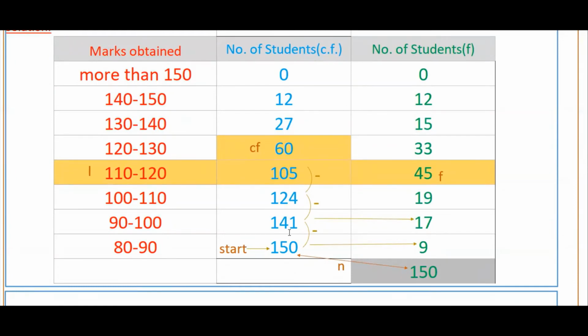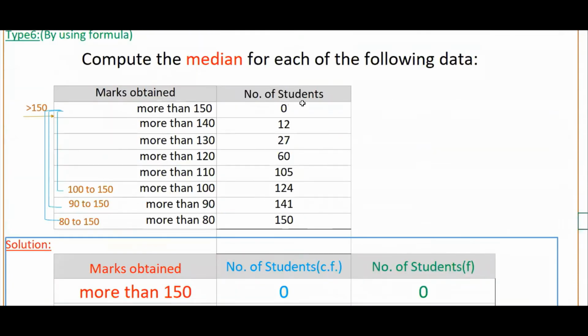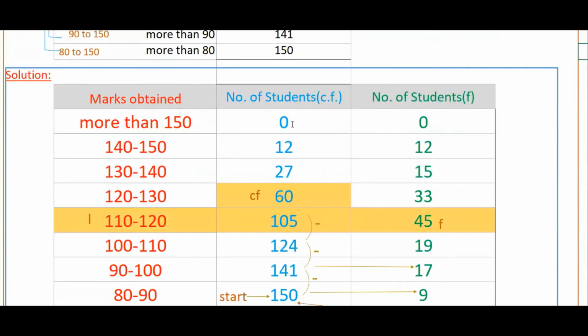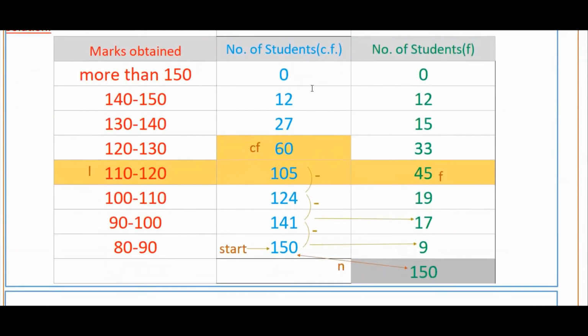And write the cumulative frequency values. Here the values given are cumulative frequencies, so write here cumulative frequencies. These are cumulative frequency values, and now you have to find the frequency values.